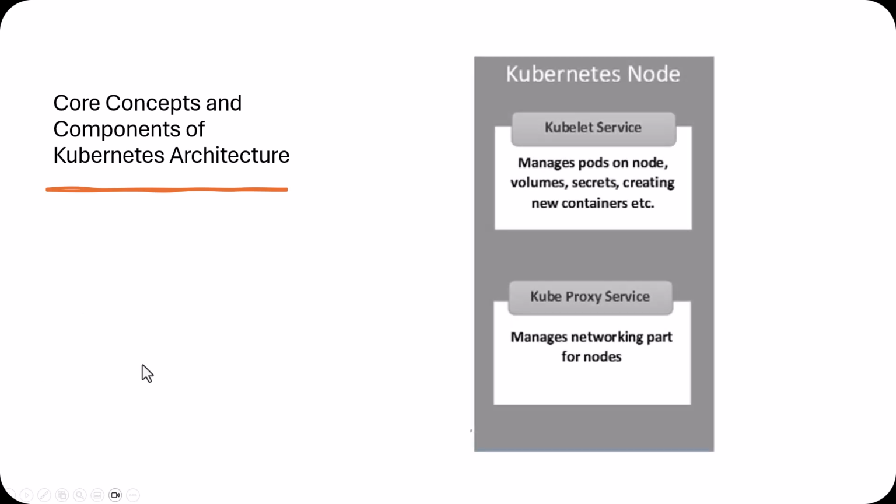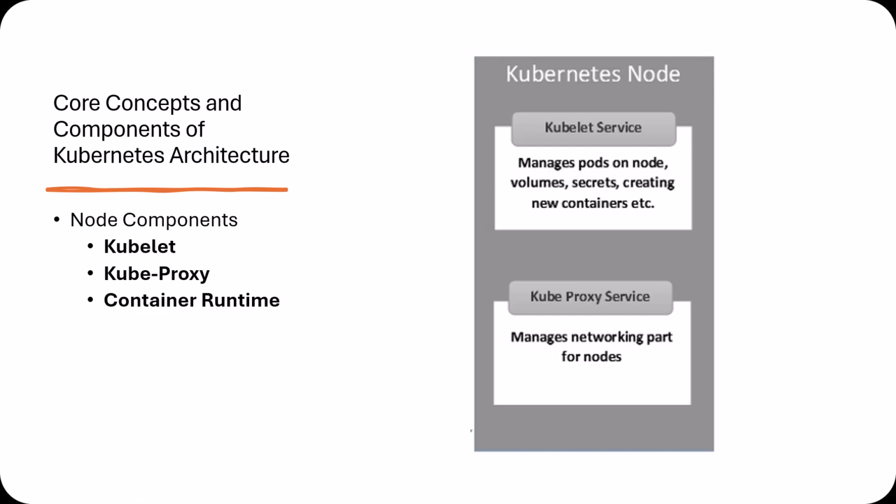Then there are the node components, which are kubelet, kubeproxy, and container runtime. Kubelet is an agent that runs on each node in the cluster. It ensures that the containers are running in a pod. The kubelet takes a set of pod specs that are provided through various mechanisms and ensures that the containers described in those pod specs are running and healthy.